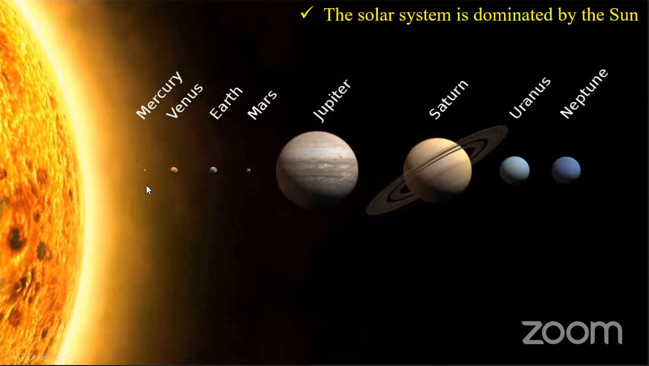This is the size of the first planet, in the order of their occurrence. The first planet is Mercury, second is Venus, third is Earth, fourth is Mars. Fine. Up to this extent they call them the inner planets. They also call them the terrestrial planets.